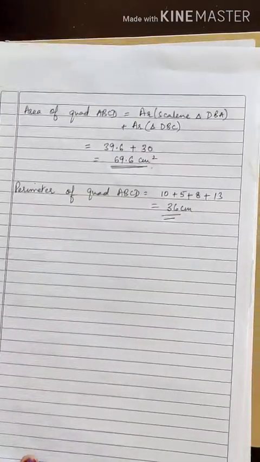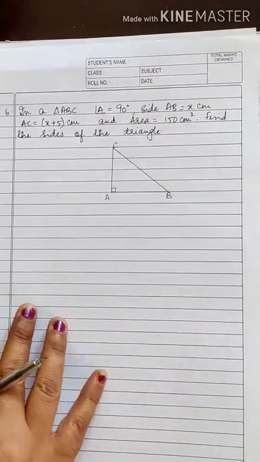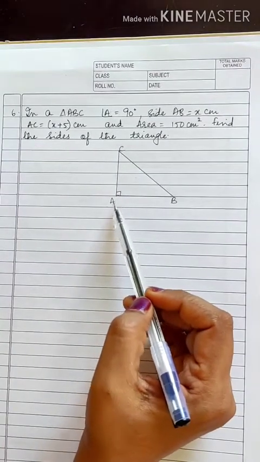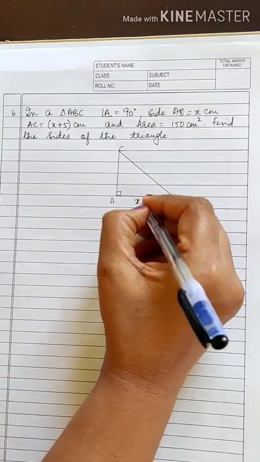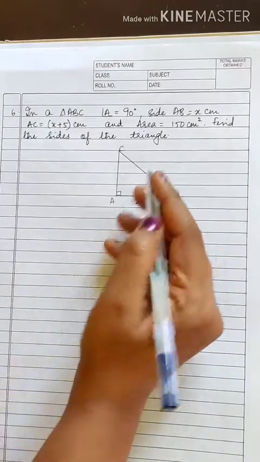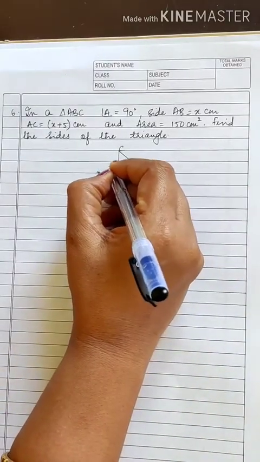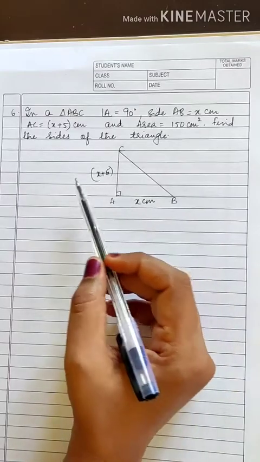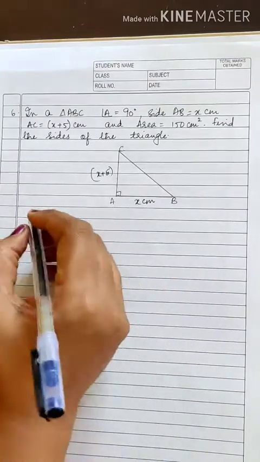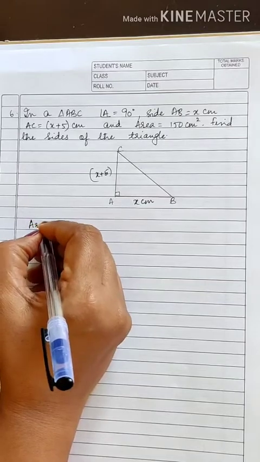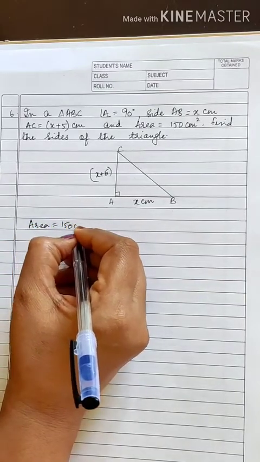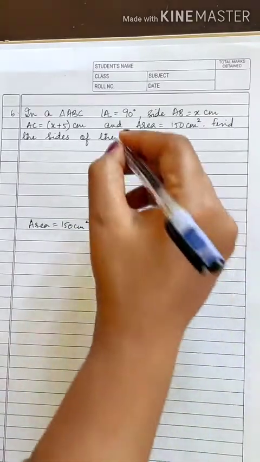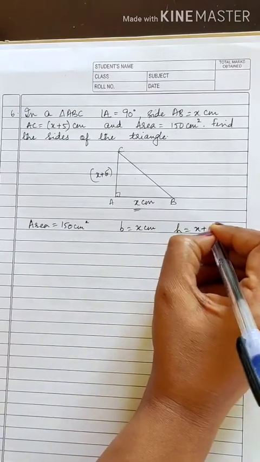Moving on to the next sum. You have here a triangle ABC which is right angled at A. Side AB is given as x centimeter and side AC is given as x plus 5 and the area of this triangle is given as 150 centimeter square. Find the sides of the triangle. Now since this is a right angle triangle and area is given as 150 centimeter square, the base is given as x centimeter and the height is given as x plus 5.